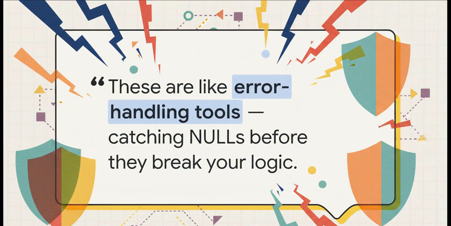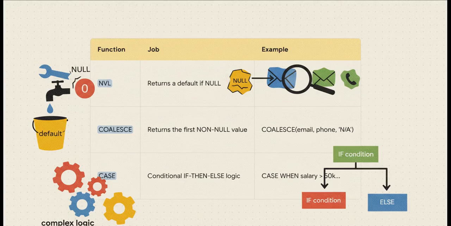A single null value in a calculation can break your entire query. These functions are your safety net. They let you anticipate and handle those nulls gracefully, so your code doesn't crash and your numbers stay accurate. This slide shows our 3 heavy hitters.